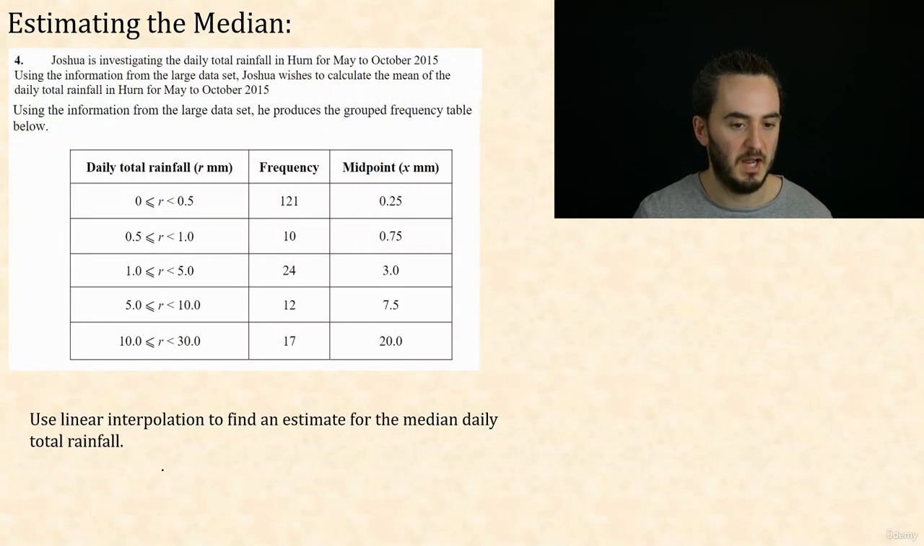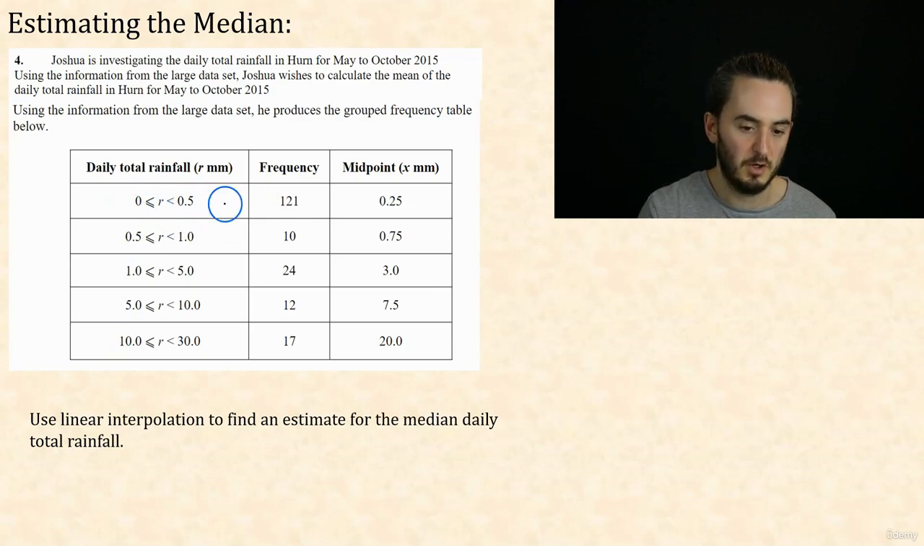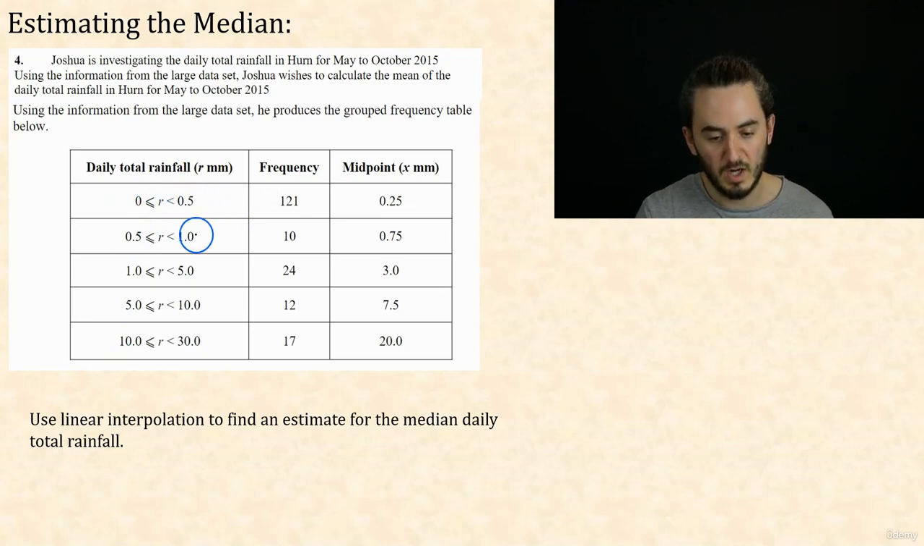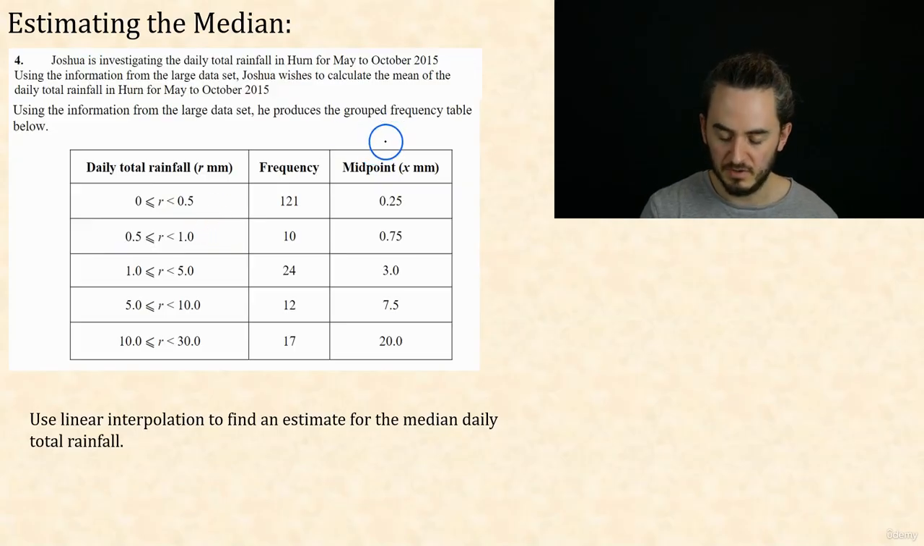So we've got this chap, Joshua, who's investigating daily rainfall in Herne, and he's got all this data about daily rainfall in millimeters, and he's got it grouped. So we've got the 121 days that have 0 to 0.5 millimeters, we've got the 10 days that have 0.5 to 1, etc. We've got the midpoints there, we're not going to use them in this question. So linear interpolation to find the median.